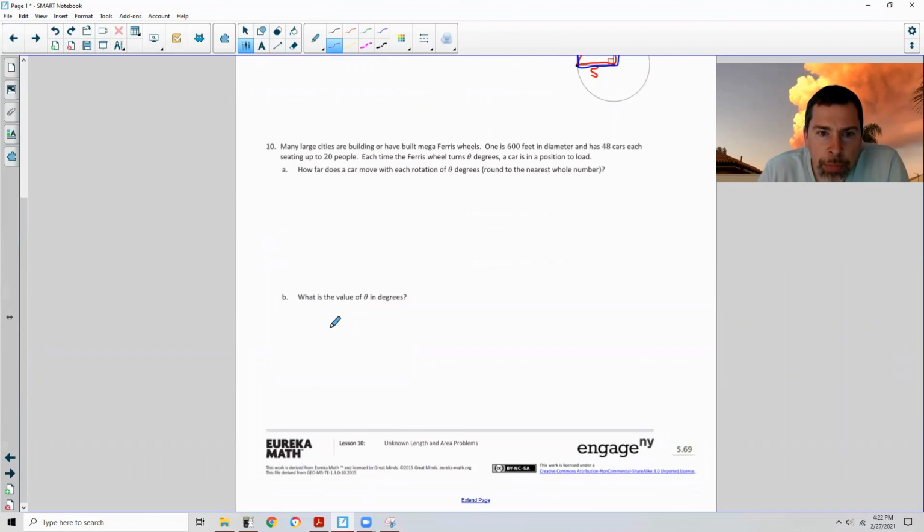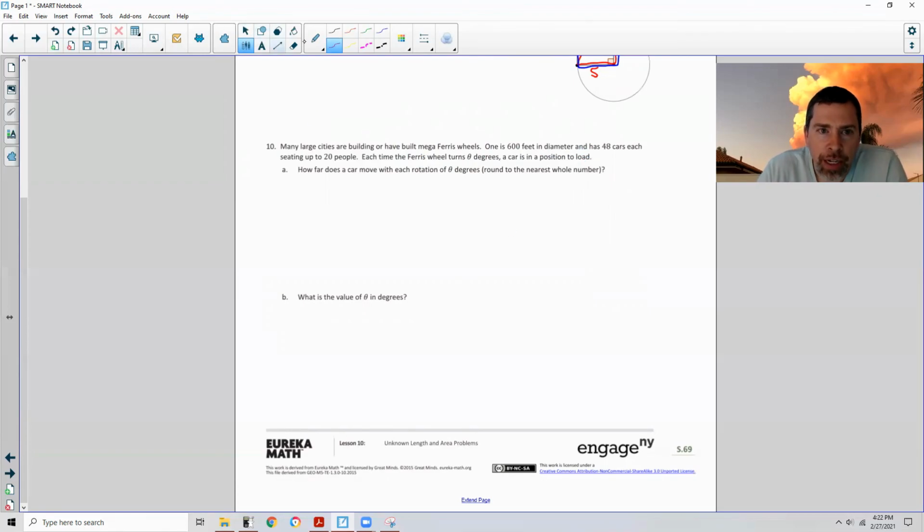Number 10. Many large cities are building or have built mega Ferris wheels. One is 600 feet in diameter, has 48 cars each, seating up to 20 people. Each time the Ferris wheel turns theta degrees, a car is in a position to load. How far does the car move with each rotation of theta degrees, round to the nearest whole number?